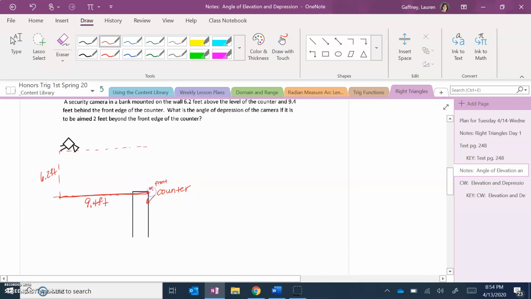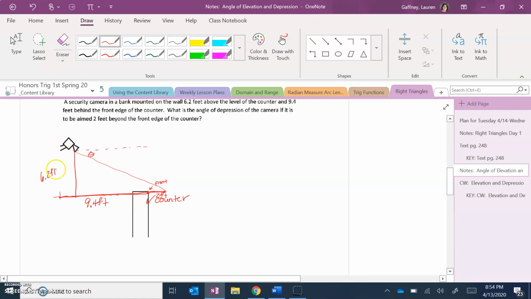So let's go 2 feet beyond the front edge. So we need an additional 2 feet here. So this is where the camera needs to be aimed. Okay, so we're aiming this here. This is the angle of depression. I didn't draw this very well. Sorry, guys.